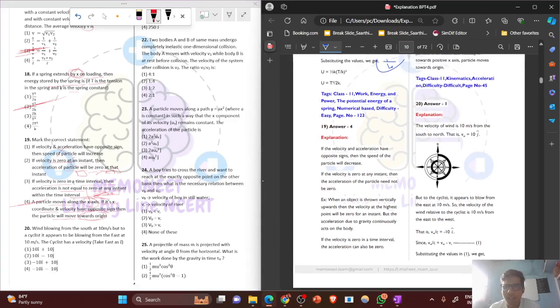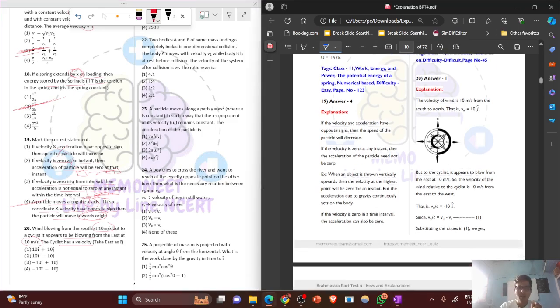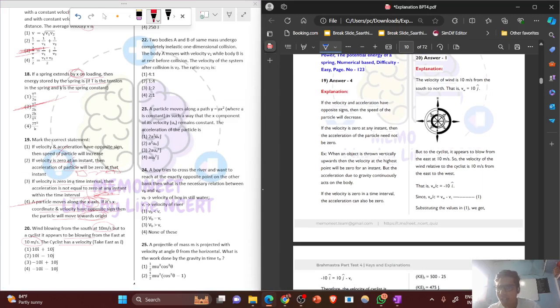Now moving ahead to the next question, question 20. Wind is blowing from south at this speed, but to the cyclist the wind appears to be blowing from east at this speed. It's a simple rainwater-type problem, a wind problem. It's simple vector algebra. So first we need to understand it. Now moving to the explanation.